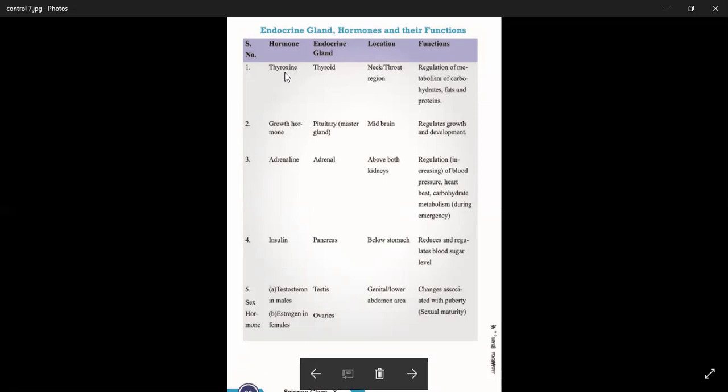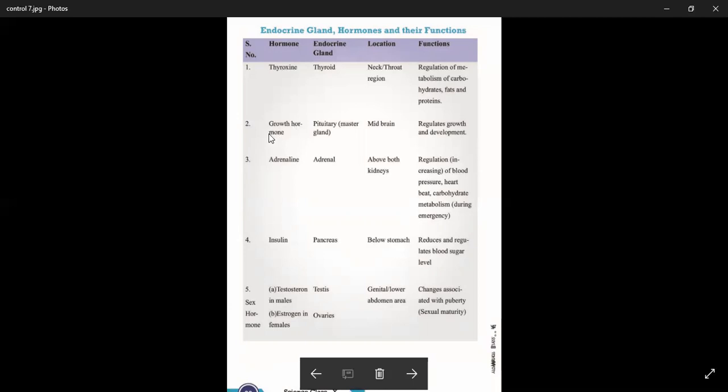So deficiency of thyroxine leads to goiter, which is characterized by a swollen neck. So it is an iodine containing hormone. So that's why people are advised to take iodized salt.